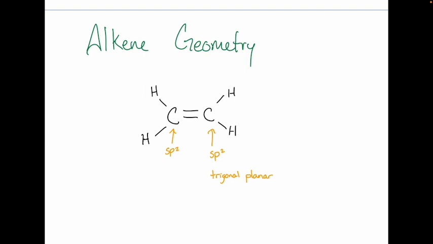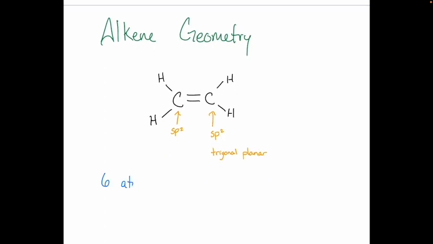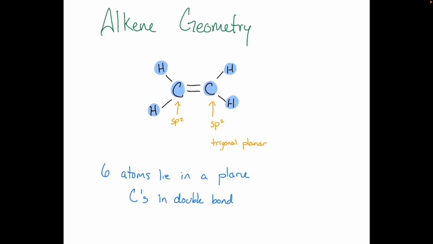So about that double bond, we will always have 6 atoms that lie in a plane. In the case of this molecule here, it's quite simply these here. Our carbons that are in our double bond are going to be in our plane, and the atoms they're directly bound to.